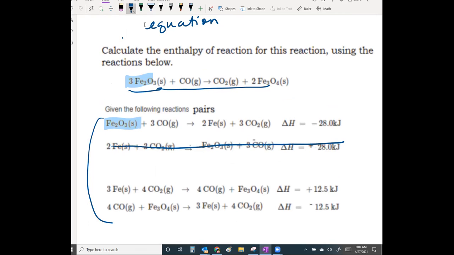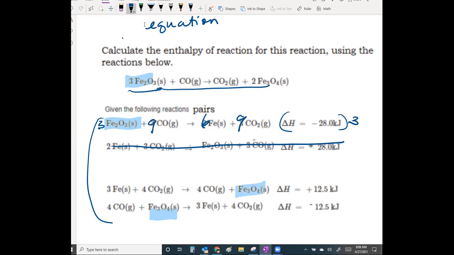So we cross it out. It tells us we have 3. So we're going to multiply that guy by 3. And the rest of this gets multiplied by 3. 3 times 3 is 9. 3 times 2 is 6. 3 times 3 is 9. Now I'm going to pick a product. I'm going to try to find Fe3O4. Here's Fe3O4 here, but it's on the reactant side.